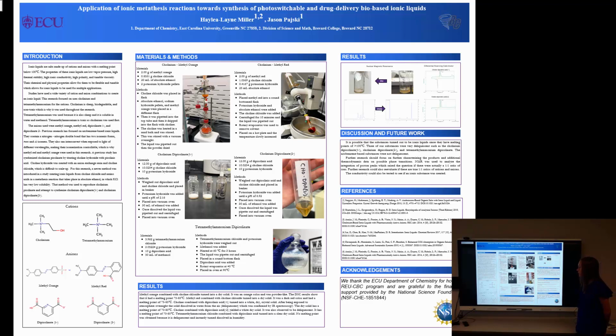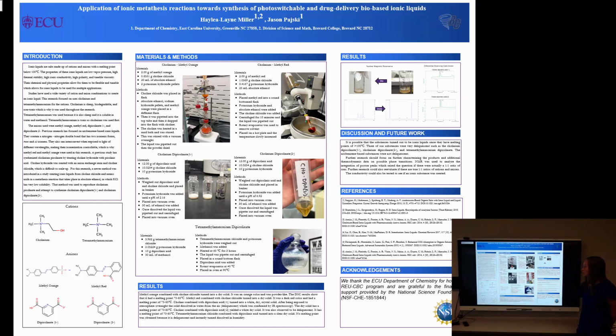So for my results, I found that I created a dry orange powdery-like substance when I combined choline chloride with methyl orange. I also used DSC to find the melting points, and it had a melting point of 75 to 85 degrees Celsius. For the methyl red and choline chloride, it also had a melting point of 75 to 85 degrees Celsius, and it was a red solid-like substance.